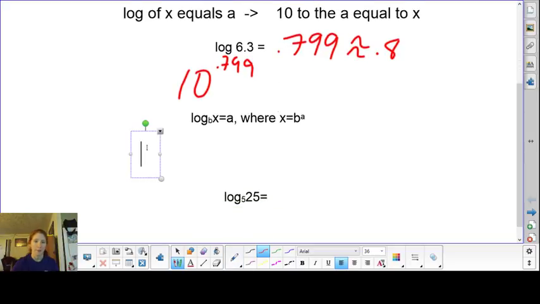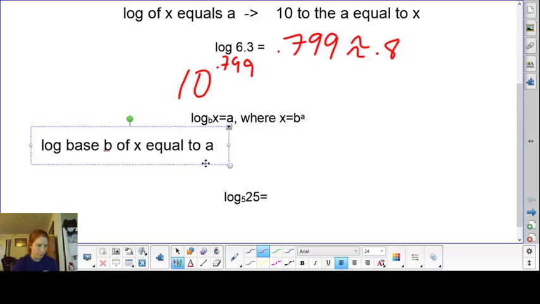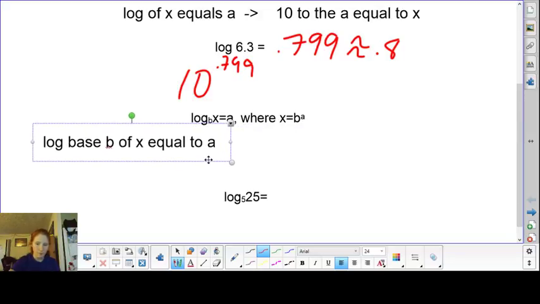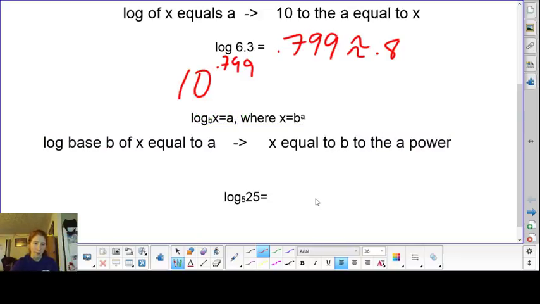The one below it, however, is read as log base b of x is equal to a. So that's how you read the left part, where x is equal to b to the a power. So they go back and forth.